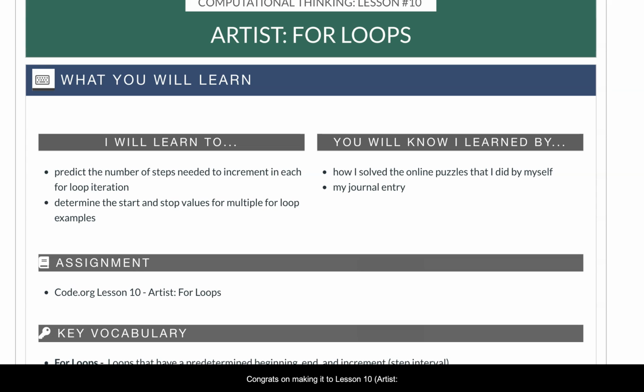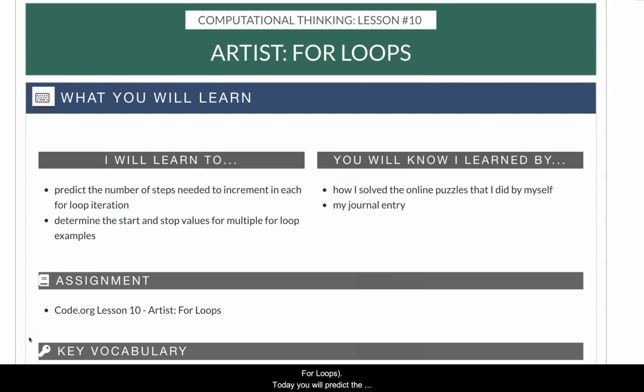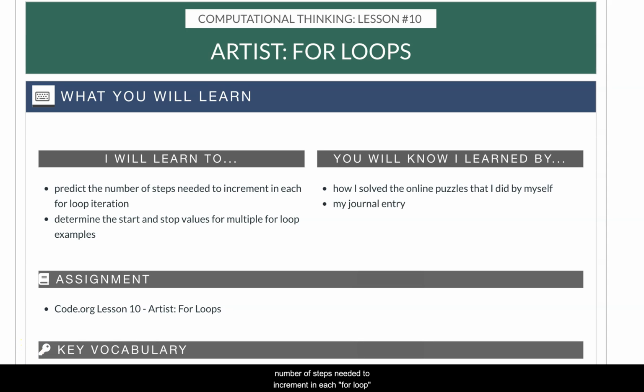Congrats on making it to Lesson 10, Artist For Loops. Today you will predict the number of steps needed to increment in each for loop iteration and determine the start and stop values for multiple loop examples in the artist environment.